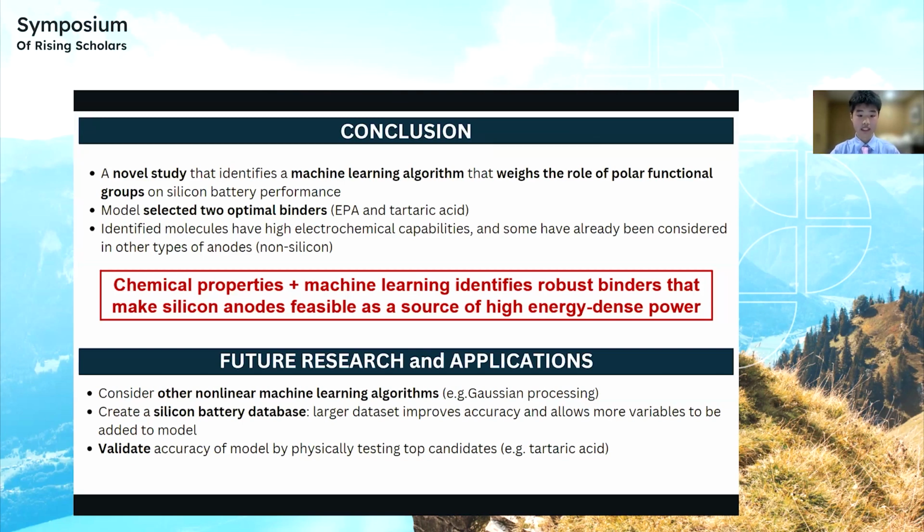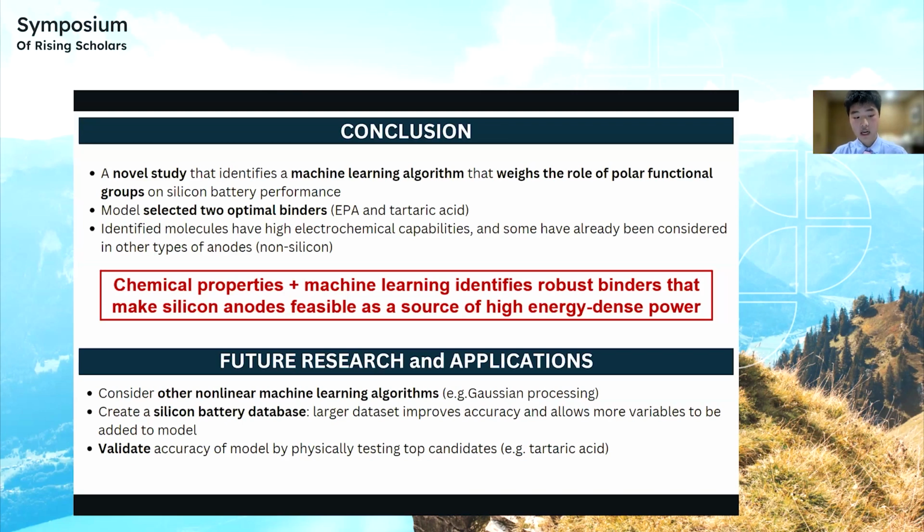In addition, I was able to identify 2 molecules that had the optimal conditions that could be used as potential binders in the future, those being EPA and tartaric acid. Additionally, it was able to identify molecules with high electrochemical capabilities, such as EPA and tartaric acid. And this further proves that they can be applied as binders in the future. I was able to conclude that chemical properties and machine learning can identify robust binders that can make silicon anodes a feasible source of high energy dense power in the future.